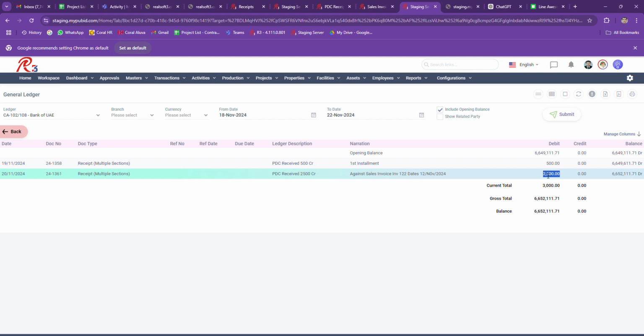See, using this PDC received, this bank we got the 2500 using this PDC received. Okay.